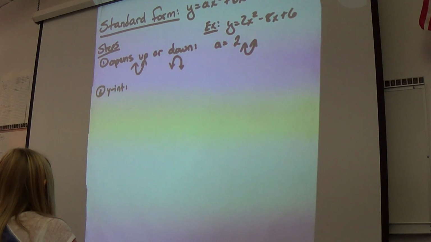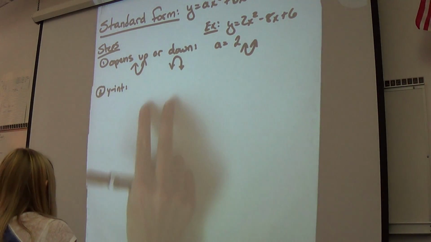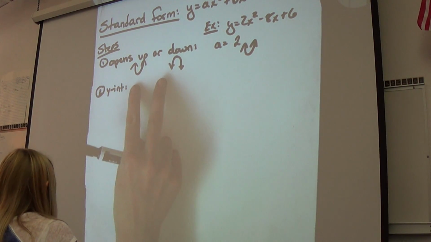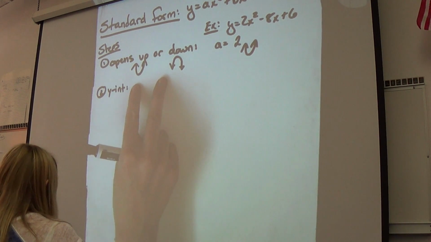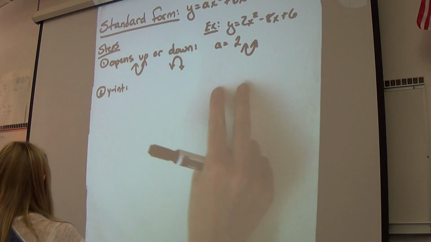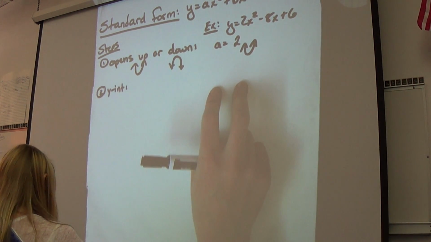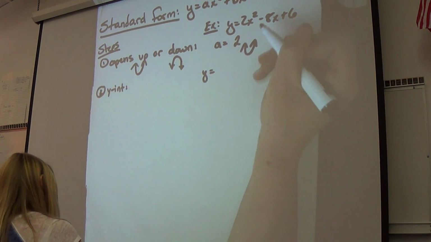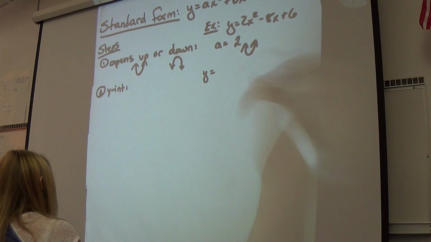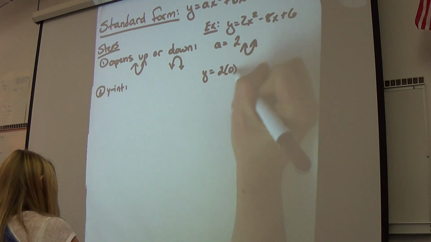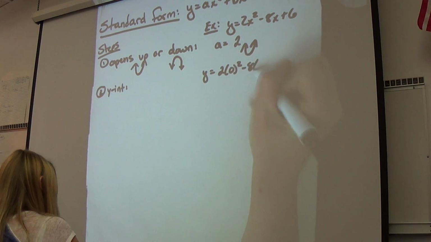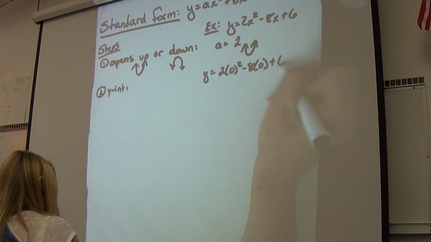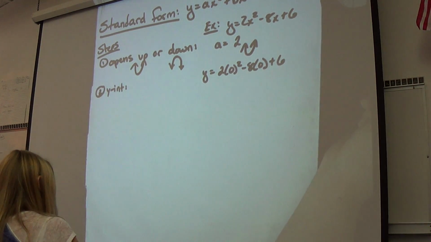Y-intercept you have 2 options for. So we're going to leave a little bit of a blank here because you have a shortcut. But we're going to go ahead and find it with what we know about a y-intercept. And that is that I can go ahead and plug zeros in for the x's. So I have 2 times 0 squared minus 8 times 0 plus 6.